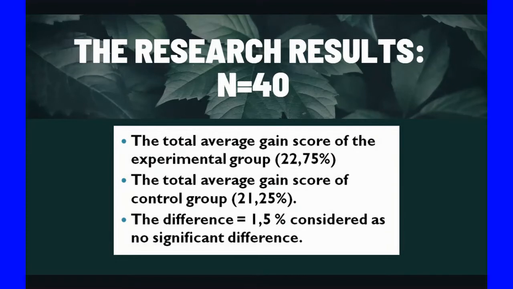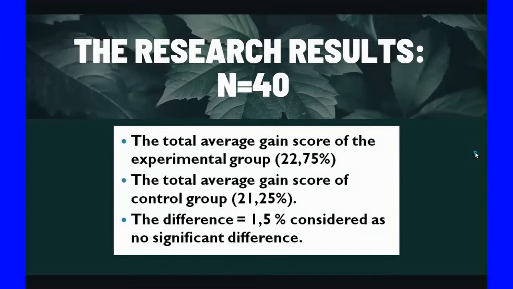Now, I gave them this game and calculated the gain score. The total average gain score of the experimental group is 22.75%, while the total average gain score of the control group is 21.25%. So the difference between these two groups is 1.5%, and I consider that 1.5% as not a significant difference.